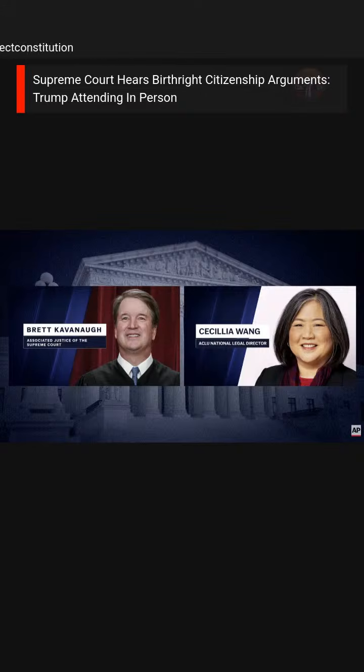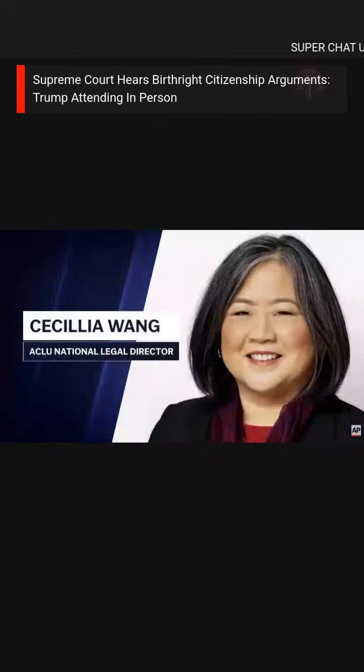Sure, and that brings me to my third point, which is you can't read not subject to any foreign power the way the government urges you to without making the children of all foreign nationals non-citizens. And that's clearly not what the framers were doing.